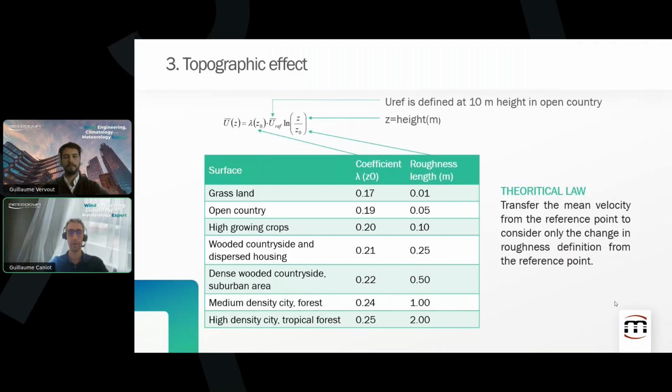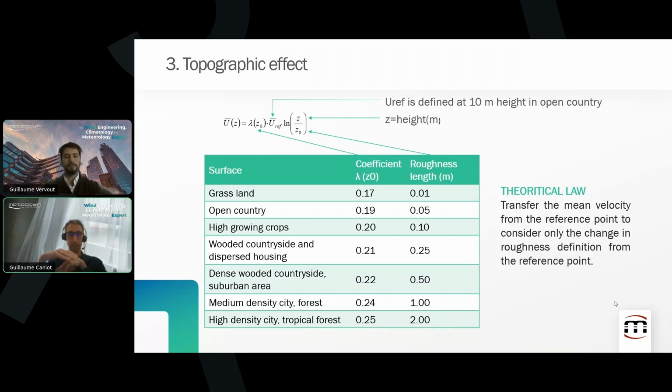And then you have the logarithm of Z. This is the height above the ground. And Z0 is the roughness length, between centimeters and meters. So this law expresses the change of the mean speed from the reference wind speed at 10 meters high in open country to another land occupation at Z height, with some vertical gradients. For example, from 10 meters to, let's say, 100 meters high.